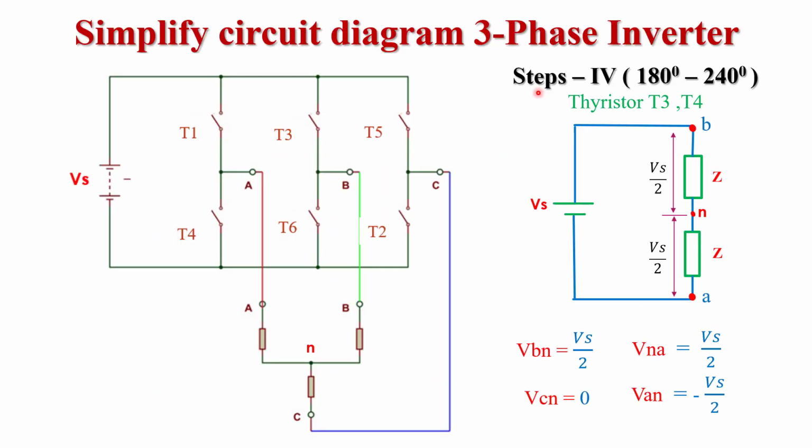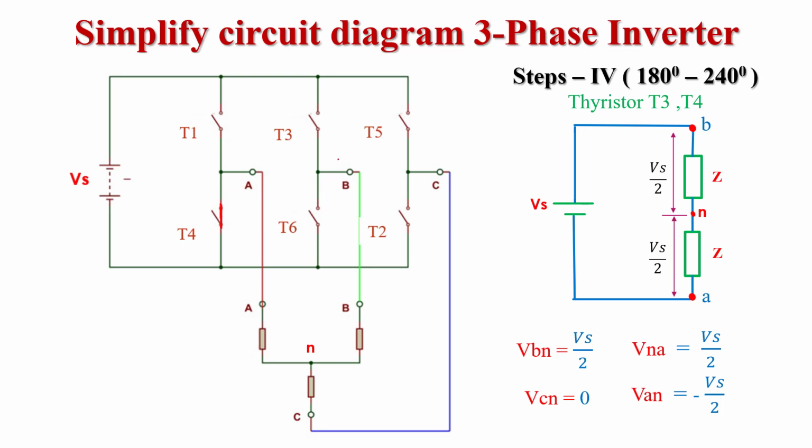Now we calculate the phase voltage for step 4. Step 4 is between 180 degree to 240 degree. Here two thyristors are conducting this time, T3 and T4. So here we see in the circuit diagram, T3 is the positive group thyristor connected from phase B, and T4 is the negative group thyristor connected from phase A.